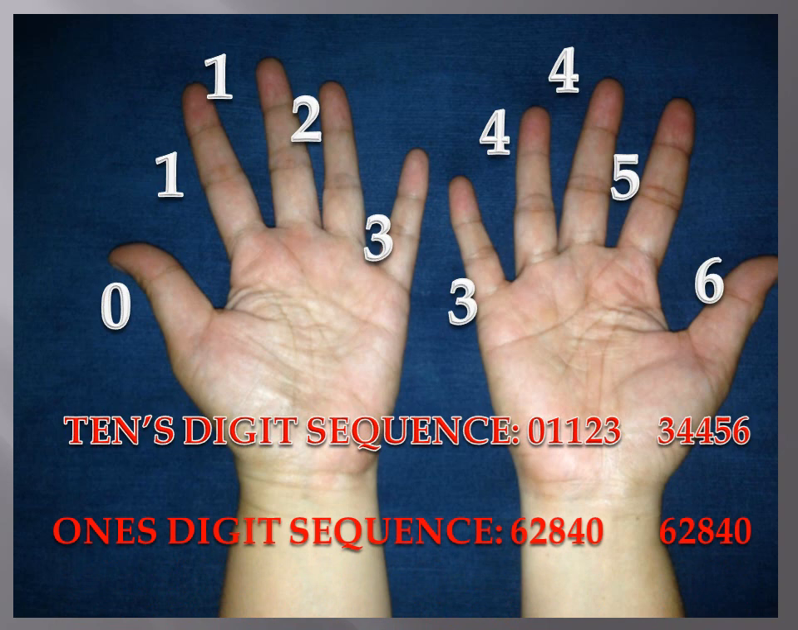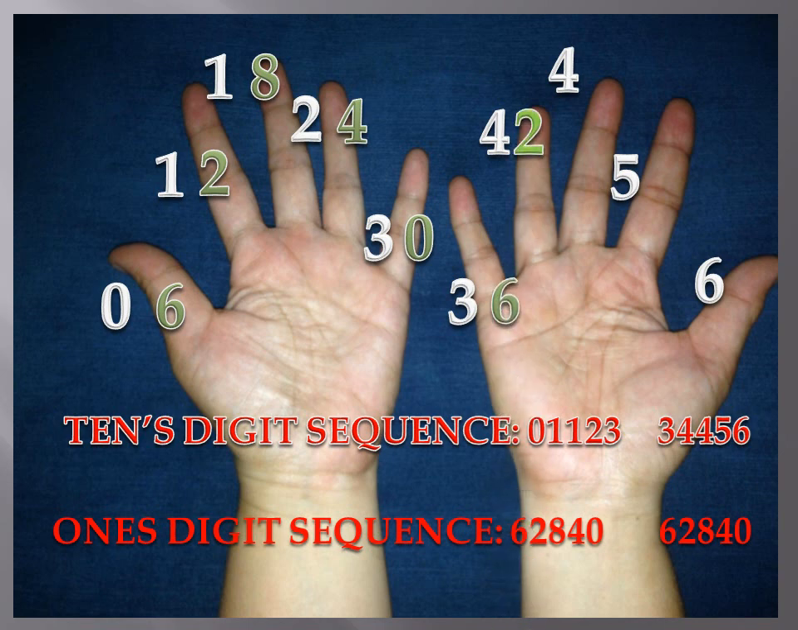After then, we also have the ones digit sequence for both left and right hand. We have 6, 2, 8, 4, 0 for the left and 6, 2, 8, 4, 0 for the right hand. So that for the first finger, we have the ones digit 6. And then we have 2 and 8 for the second finger and the third finger. And then we have 4 and 0 for the fourth finger and the fifth finger.